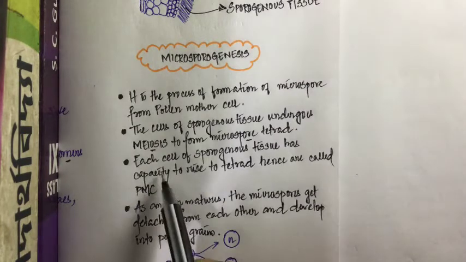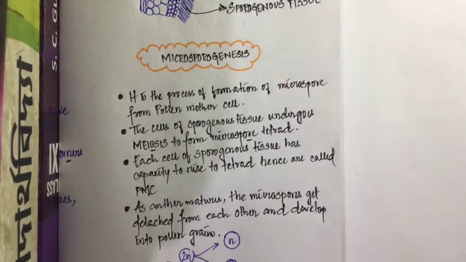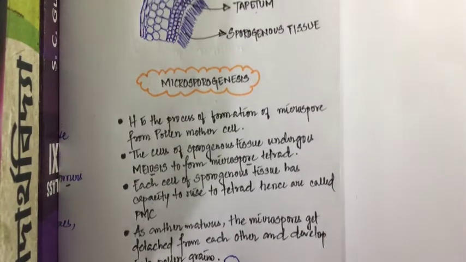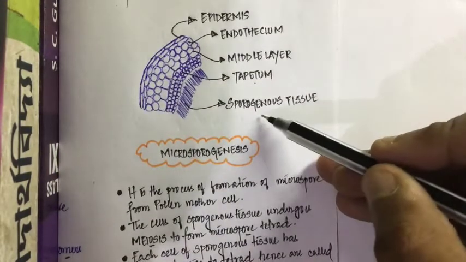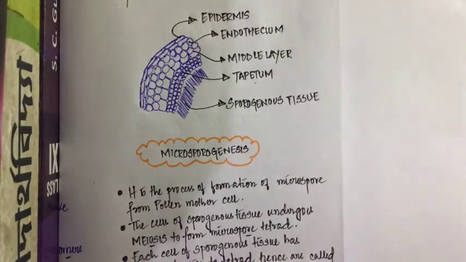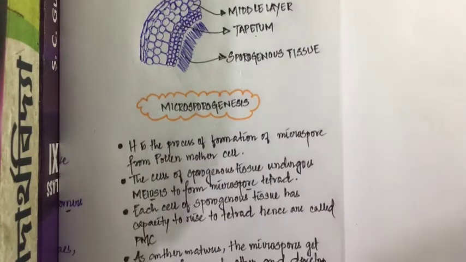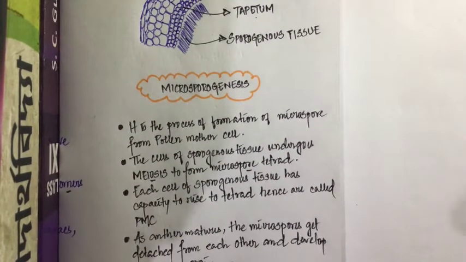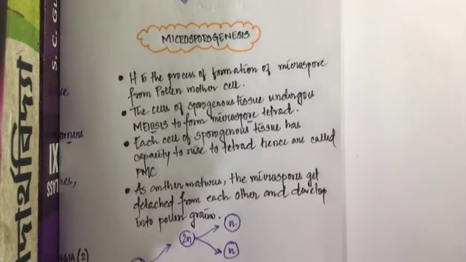Okay, each cell of the sporogenous tissue, try to understand, a tissue is made up of a lump of cells. Each cell of the sporogenous tissue has the capacity to give rise to a tetrad. Hence each of the cells is called what? Pollen mother cell. Whose cells are called pollen mother cell? Sporogenous tissue. Once again, the sporogenous tissue is a tissue. That means it is made up of a similar kind of cells. All the cells have the capability to divide and produce 4 microspore cells. Hence they are called pollen mother cell.